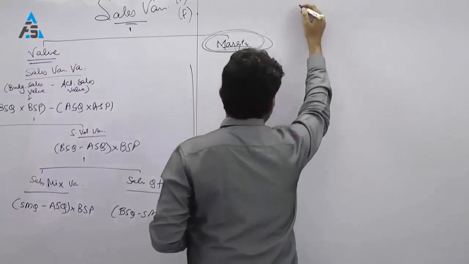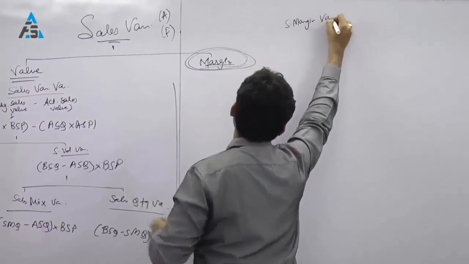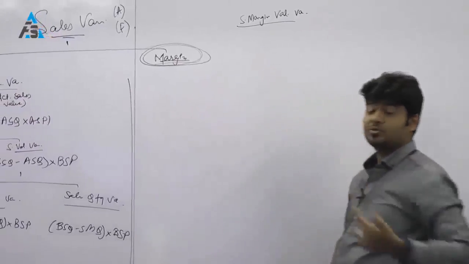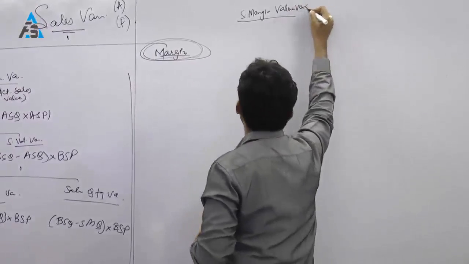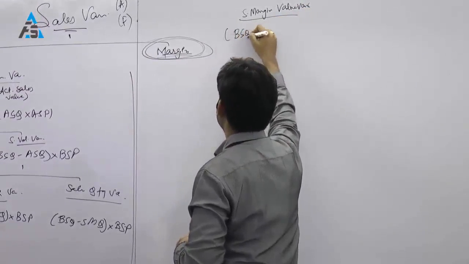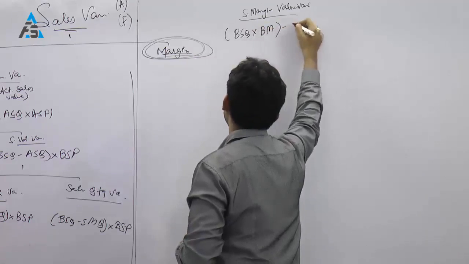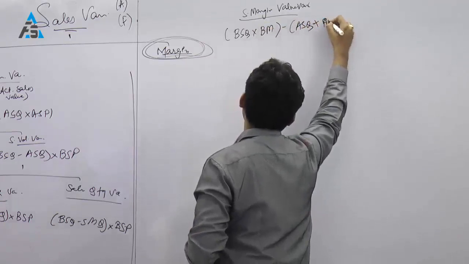So here it is sales margin value variance. Everything that we have written here, just the word margin is going to be added. Alright, so sales margin value variance is budgeted sales quantity into budgeted margin minus actual sales quantity into actual margin.